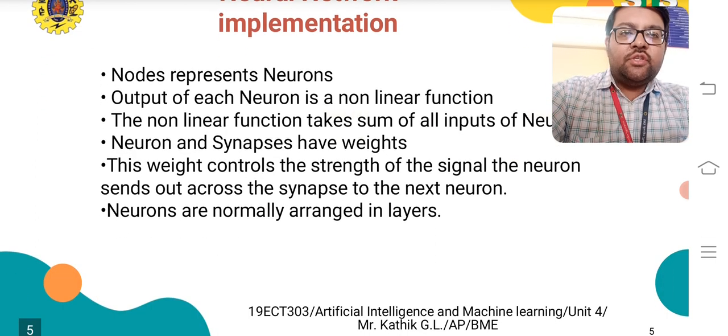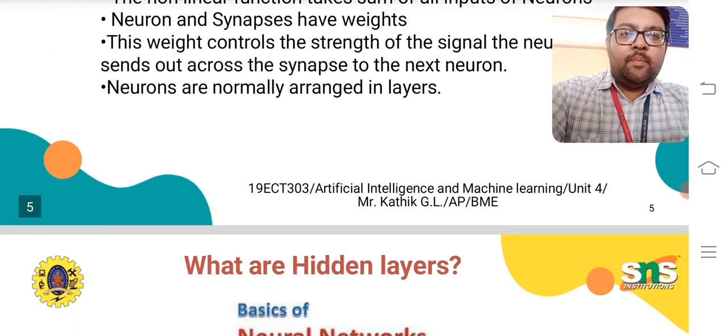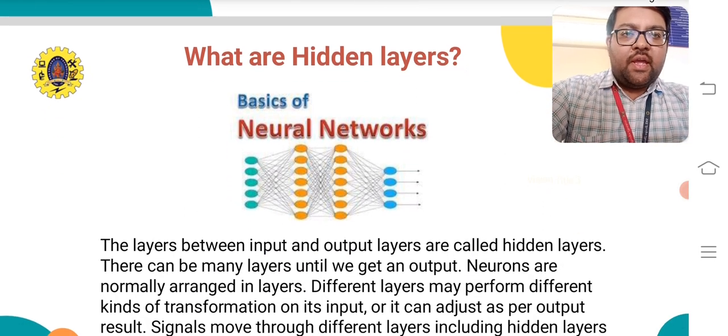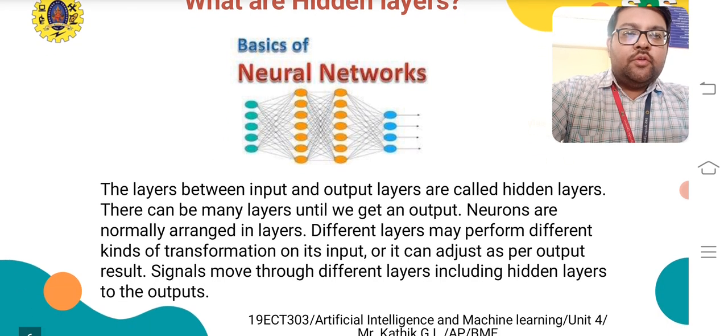Neurons are normally arranged in terms of layers. Now, when we talk about layers in neural networks, there are hidden layers. We should know what hidden layers are. In this diagram, we can see the green layer. The green neurons are the input layer, and the blue neurons are the output layer. In between them, we can see orange colored neurons. They are hidden layers. These layers are between the input and output layers. There can be many layers until we get an output.